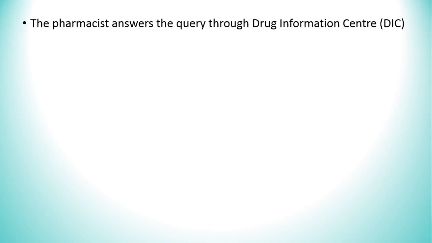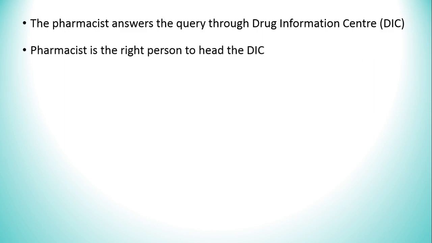So here the pharmacist answers the query through the drug information center. The pharmacist is the head of this drug information center. The pharmacist will gather all the authentic information, and also sort out the authentic and required information in the library. Then the users will use it to get the knowledge about drug formulations. The pharmacist is the right person to head the drug information center because he knows all the information related to the drugs.